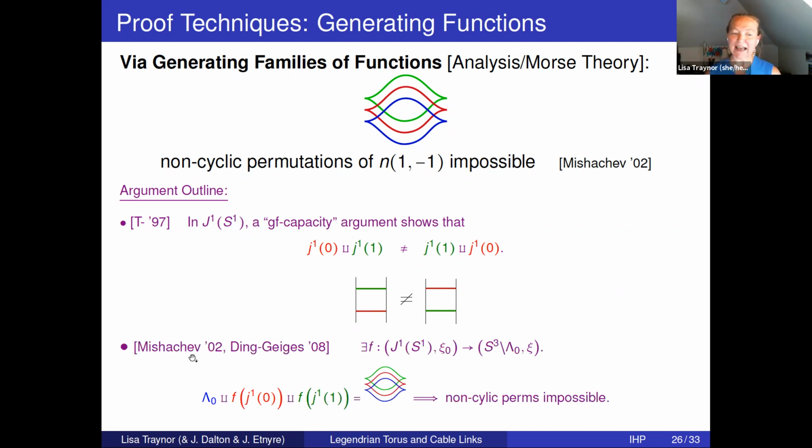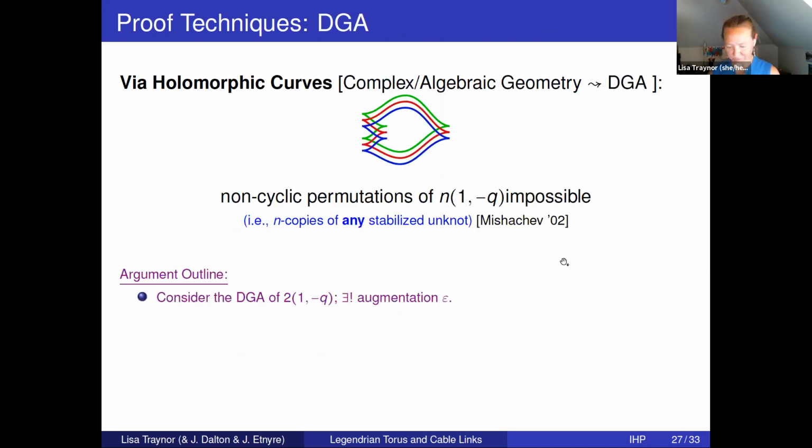Then Mishachev realized, and Ding and Geiges wrote this up carefully, that this implies that you can't do this non-cyclic permutation of that torus link. You just embed the one-jet space of the circle into S3, and then you just add on. So basically that's the idea. For those links, you can see those non-cyclic permutations are impossible using the generating family. But at least I don't know how to do that for other ones.